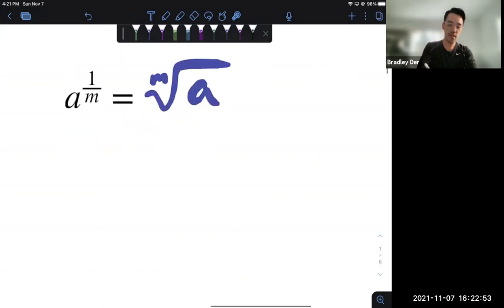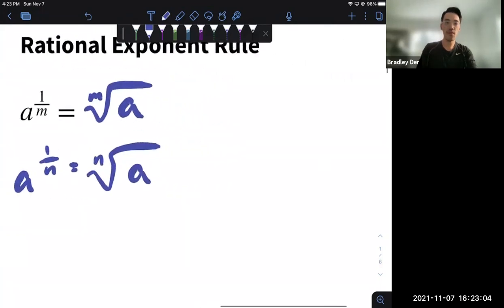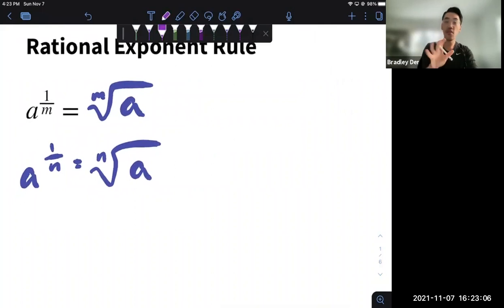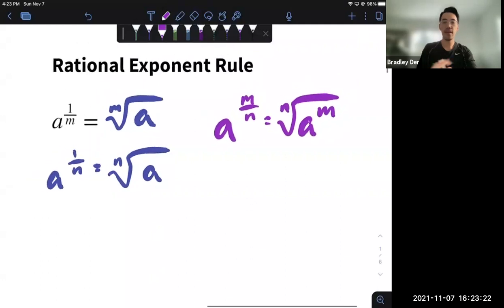You may also see this written, I mean, it's equivalent, but you may also see this written as a to the 1 over n equal to the nth root of a. There's also a version of this rule that combines the rational exponents with the power rule and says that a to the m over n is equal to the nth root of a to the m. All three of these being different versions of the rational exponent rule.